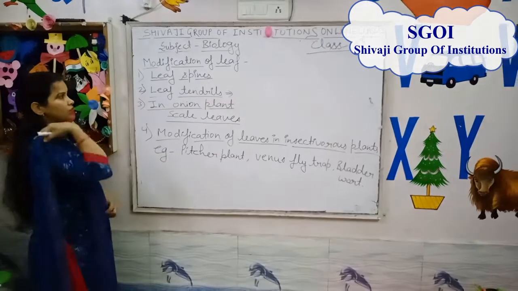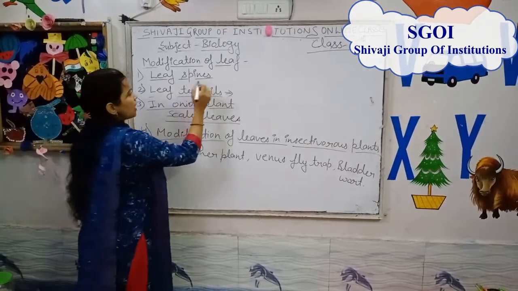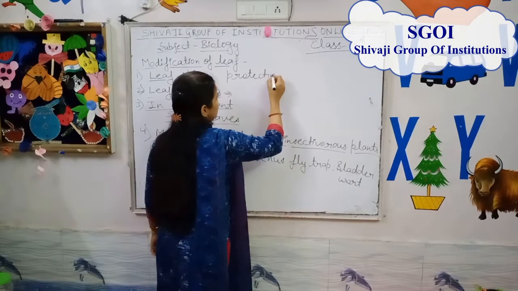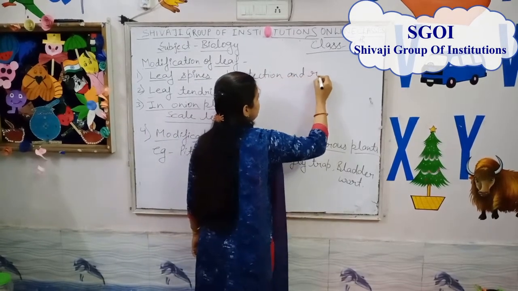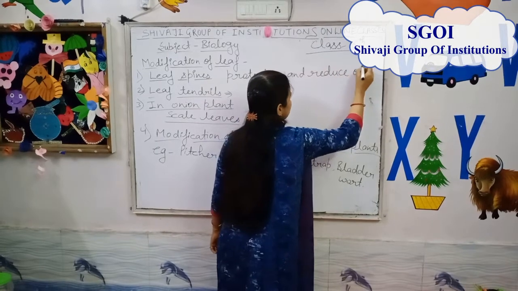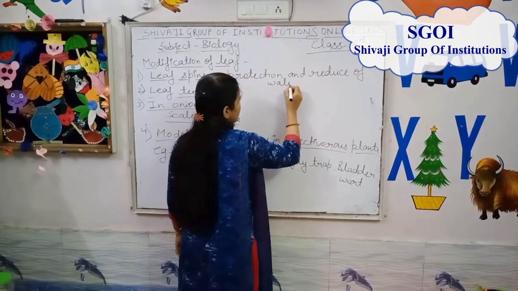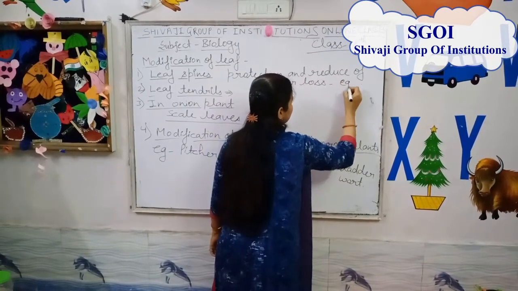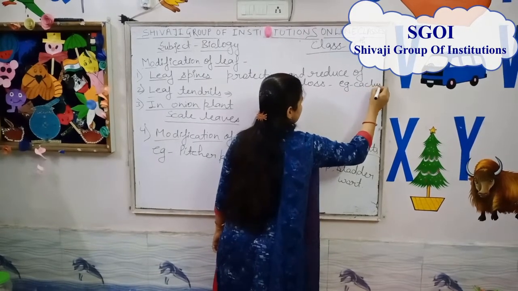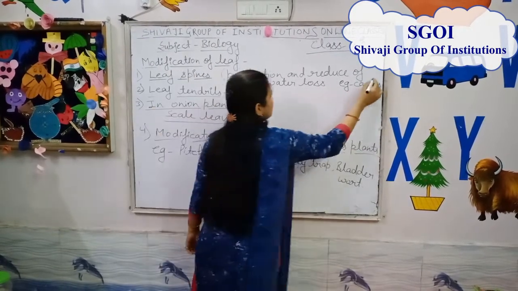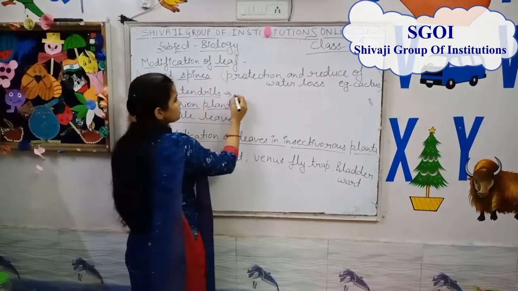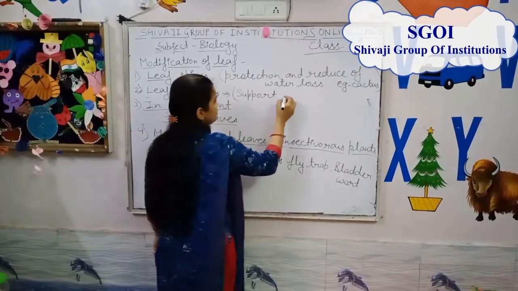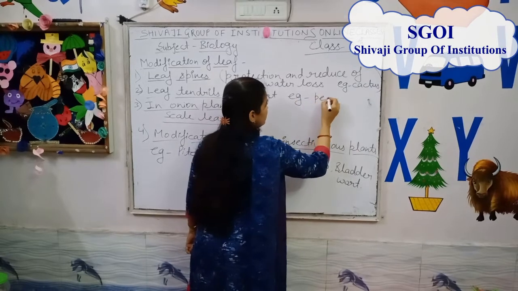So students, this is the modification of leaves. Leaves are modified into spines for protection and to reduce water loss, like in cactus. And in leaf tendrils, the modification is for support of the plant, and these are found in grapevine or pea plant.